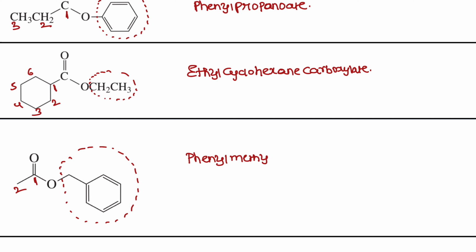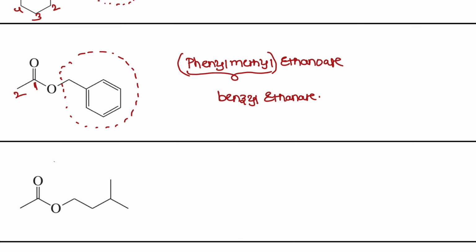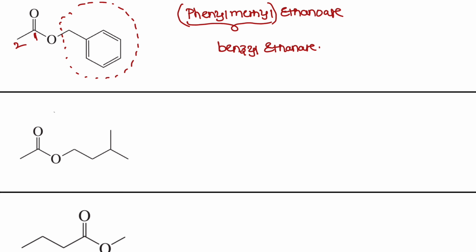methyl methyl ethanoate. Instead of this, in fact, the complex substituent name should be enclosed in brackets. Instead of that, we can simply say benzyl ethanoate, benzyl ethanoate.